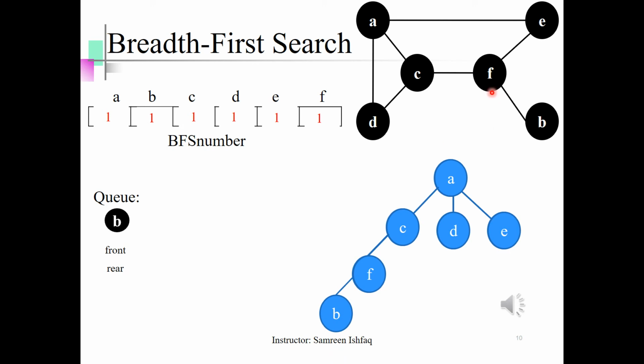After that, from F to C, direct edge, but C is visited. And now from F to D, no direct edge. From F to E, yes, a direct edge, but E is a visited node. From F to F, no self loop, and F is also a visited node. So this is it, and we will move forward toward the next element in the queue, that is node B.